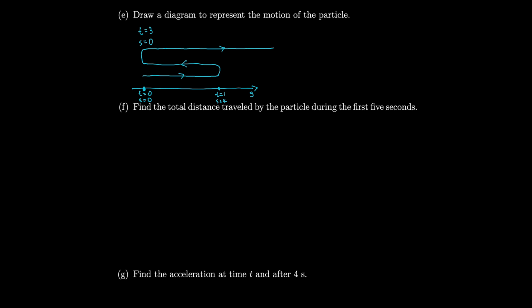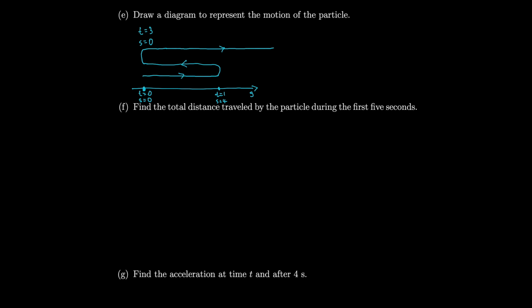Let's find the total distance traveled by the particle during the first 5 seconds. Notice that if I were to just find the value of the function after 5 seconds and then subtract it from the value at 0 seconds, I would not have the total distance traveled. I would have the net distance traveled, because I would have these cancellations in between.